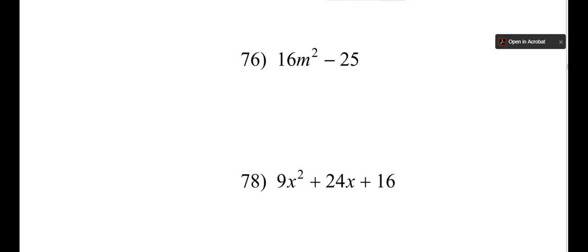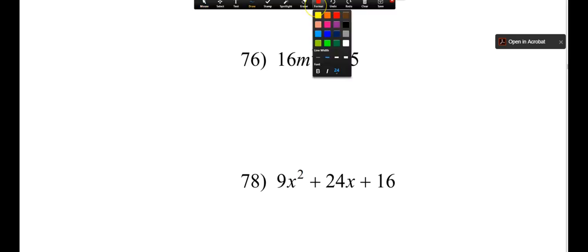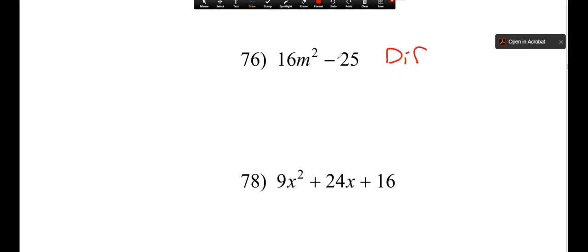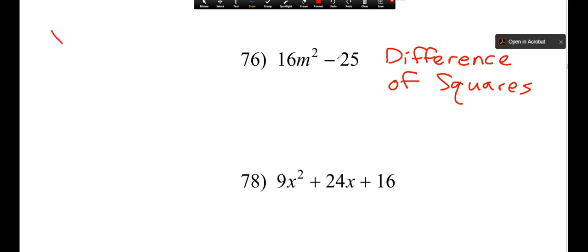So what about this one right here, 76? That's kind of a different one. Does it have a greatest common factor? No. Okay. Do you recognize this one? I recognize it, yeah, but I don't think I could tell you what to do with it. Okay. It's called a difference of squares.